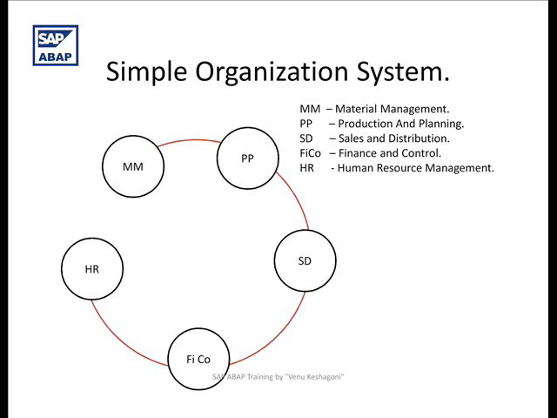So MM means a material management team, and PP means a production planning department. SD means a sales department, and FICO, finance and control department. HR means a human resource department. So these are the basics. We assume that these are the basic view of an organization. My organization is like that. I have a material management department, production planning department, sales department, and finance department, as well as HR department.